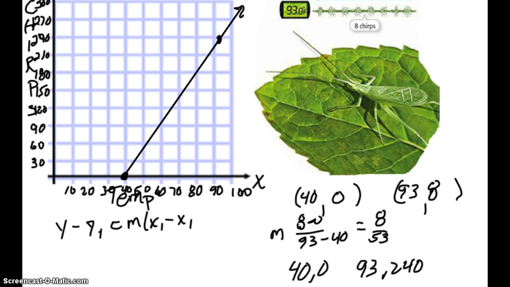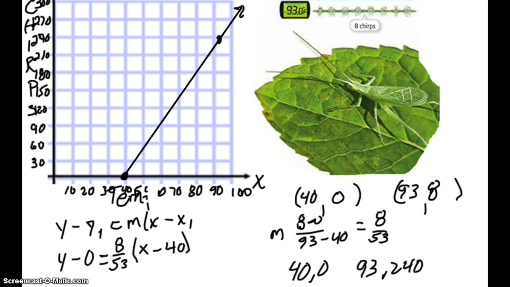X1 is going to be here. So then let's just fill in the blanks. Y minus my Y value. What point do you want to use? I don't know. Let's use 40 and 0. So 0 is my Y value, and my slope is 8/53, and my X value is 40. And there is my equation of this graph.